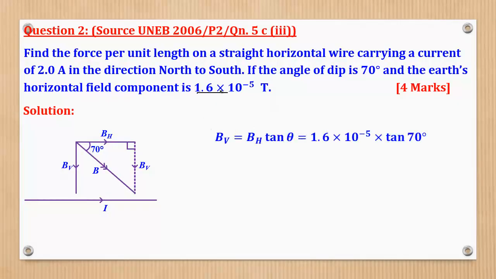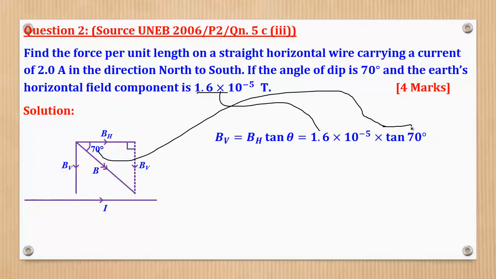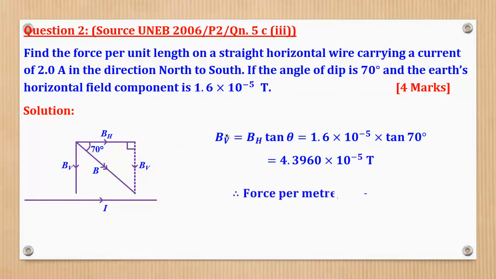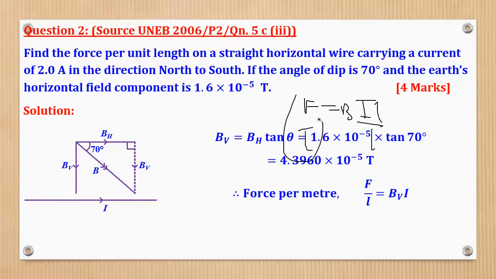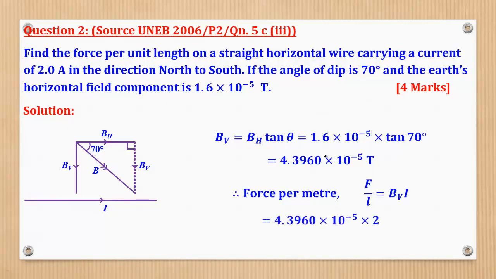So we know BH is this, and we know the angle of dip is 70, which is that. So that means we shall be able to get the value of BV. After getting the value of BV, we can now get force per meter. Remember, F is equal to BIL. So when we divide both sides by L, this side we get force per meter, and this will be B times I. And the B is BV. So substitute and get the answer they wanted.